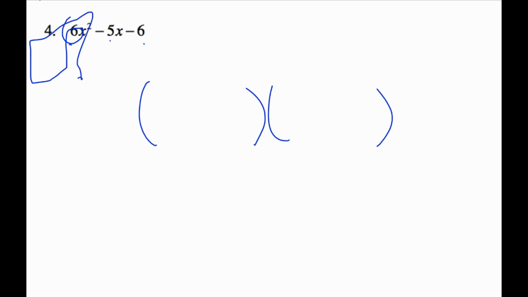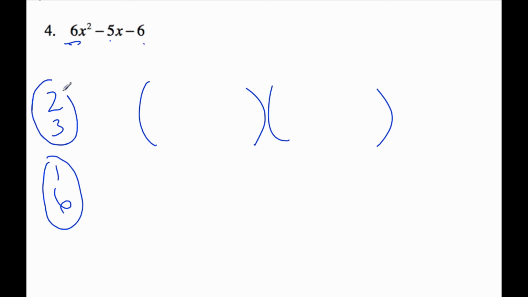Again, I look for a common factor. There's no common factor. And so I have to somehow split this one up. The 6, well, that could be 2 and 3 or 1 and 6. I don't know which pair, but those are the pairs. And so this cell and this cell has to be one of them. I would try 2 and 3. I would suggest that too.